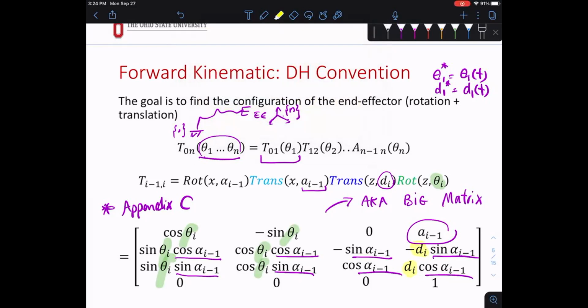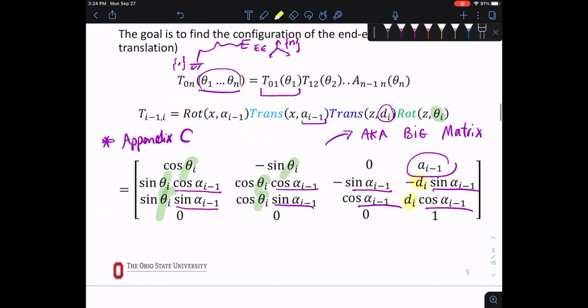So once we have the values of these, this is just a simple 4x4 matrix. All right, now how do we get those values? How do we know from one frame to another how much we are rotating? What is alpha I, what is AI? These are called DH parameters. So for every frame, we have to identify DH parameters. We create a table, and then voila, we have the solution.